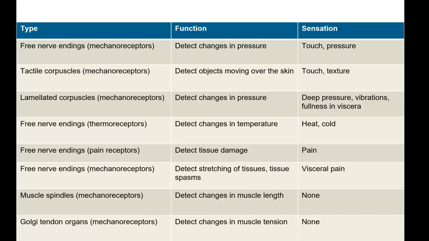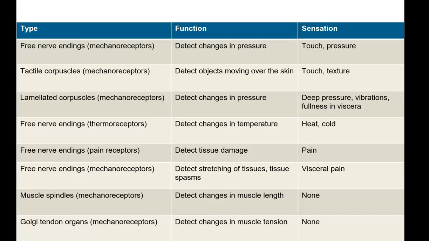You have free nerve endings. These could be thermoreceptors. They're going to detect changes in temperature, so they pick up on heat and cold. You have free nerve endings that are going to be pain receptors. They detect tissue damage and tell you if it's painful. You have free nerve endings that are mechanoreceptors that detect stretching of tissue and tissue spasms, so that will be in visceral pain.